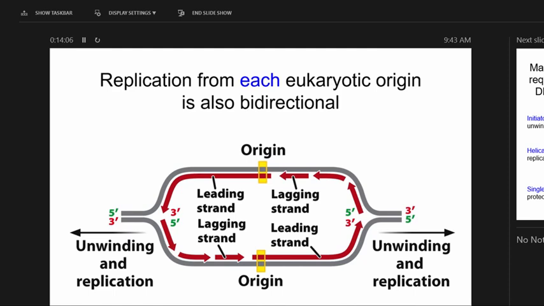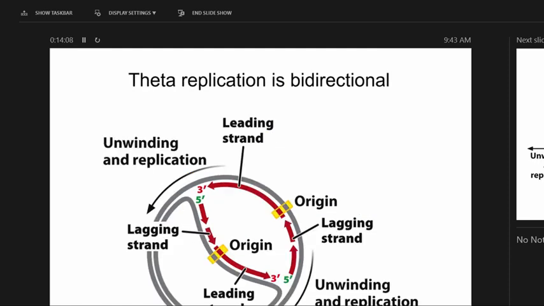All right. So, yeah. I don't get really what's going on here. How the lagging strand is right behind the leading. I just don't see it at all.